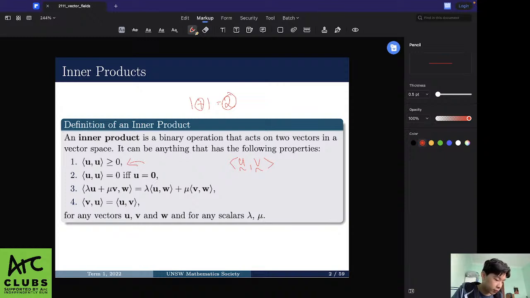So that means if you have a plus, you should be able to split up the inner product, and if you have any scalars, you should be able to take them out of the inner product and multiply the inner product by that scalar. And of course, commutative means that it doesn't matter what order you put the two inputs in. So it could be VU or UV, both of them produce the same inner product.